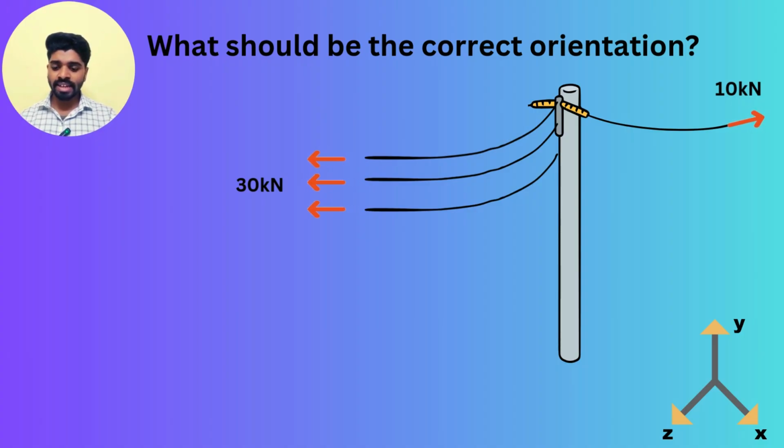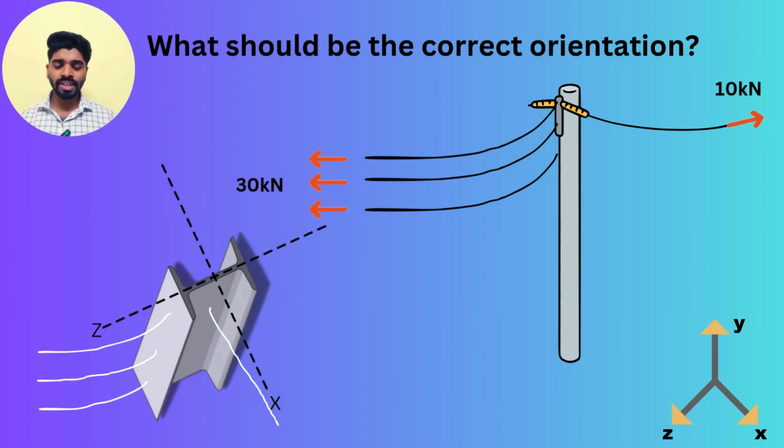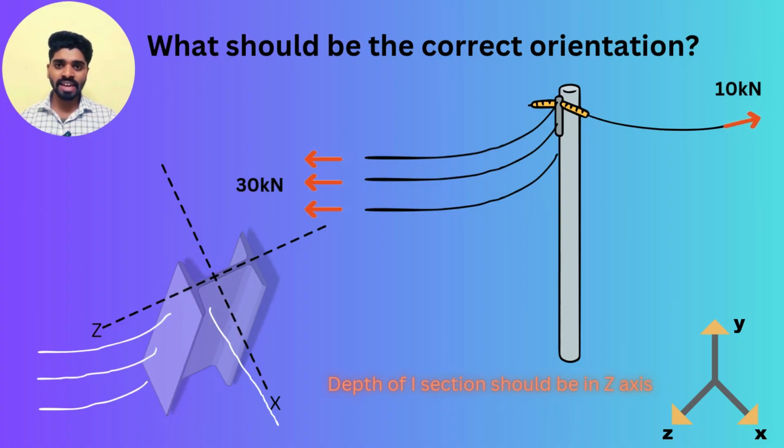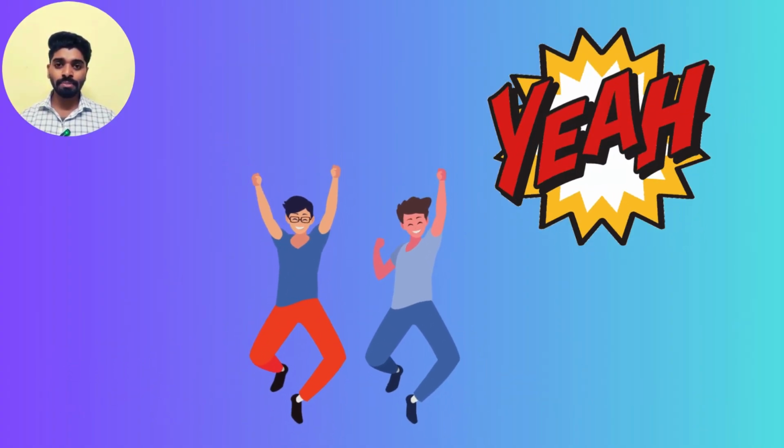It means that in Z direction more bending moment will be generated and it requires more bending strength. Hence, the column orientation should be such that the major axis bending of the I section should come in the Z direction. So with this logic, they resolved their doubts and came up with the solution.